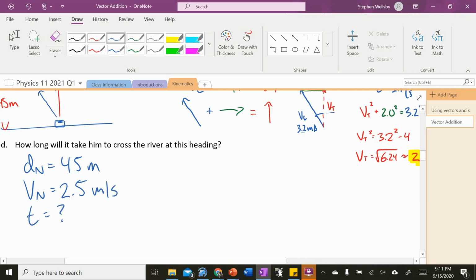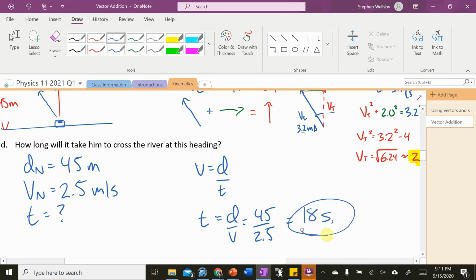So I've done my drawing in the previous part. This is my information. The solution portion of this is our formula. V equals d over t. Velocity is displacement over time. And so again, rearrange it the same way we did above. T equals d over v equals 45 over 2.5. And that is going to be exactly, or pretty close to 18 seconds. So 18 seconds is how long it would take the canoer to get across the river.